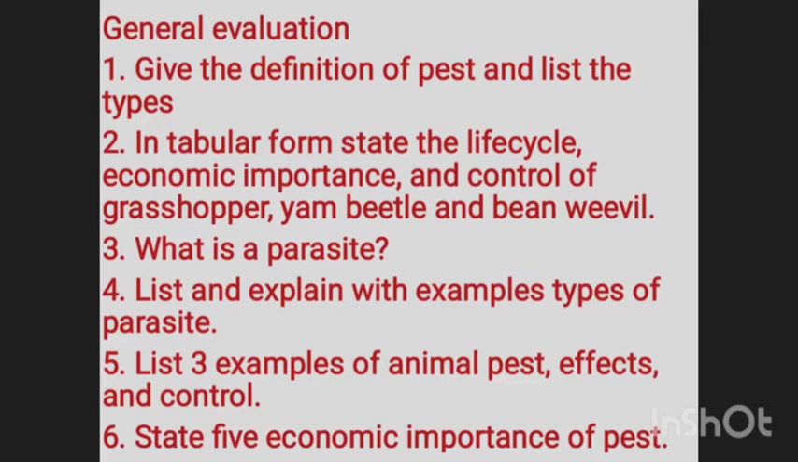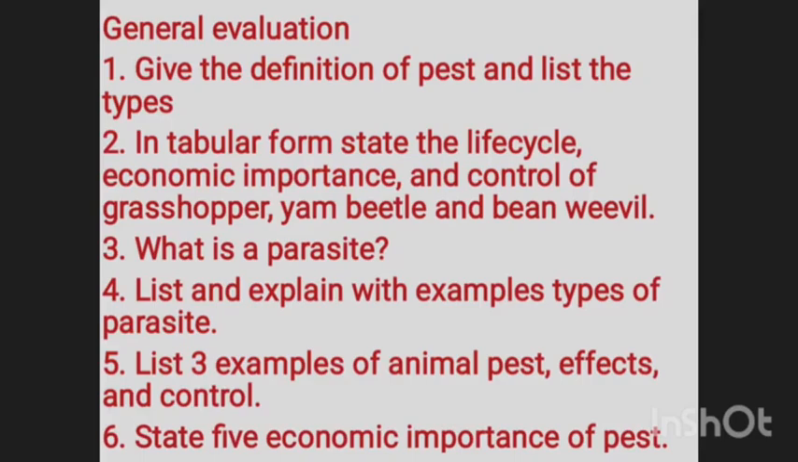Number three says, what is a pest? Number four says, list and explain with examples types of parasites. And number five says, list three examples of animal pests, their effects and control. Then number six, list the economic importance of pests.